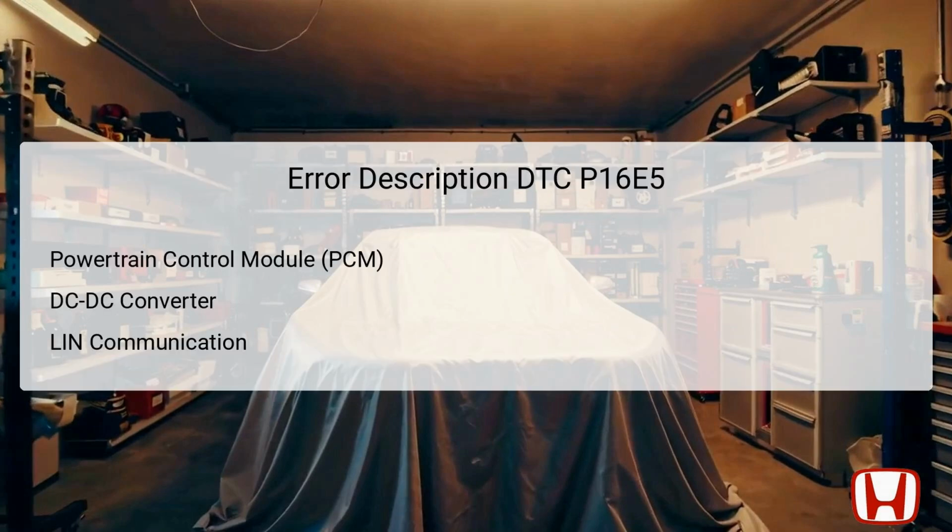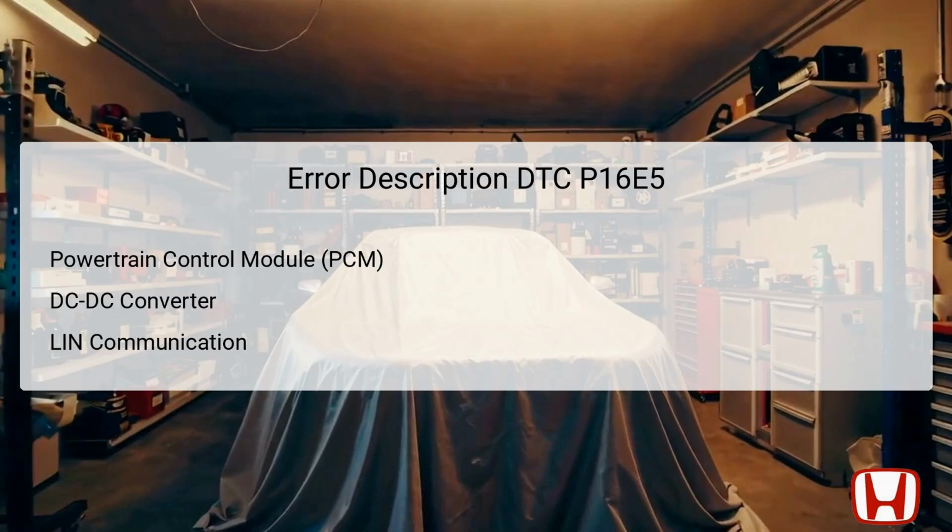The error described by DTC P16E5 occurs when the PCM cannot receive signals from the DC-DC converter through the LIN communication system. The LIN, or Local Interconnect Network, is a protocol that allows various electronic components in a vehicle to communicate. When this communication fails, the PCM detects this disruption and records the DTC to signal an issue.